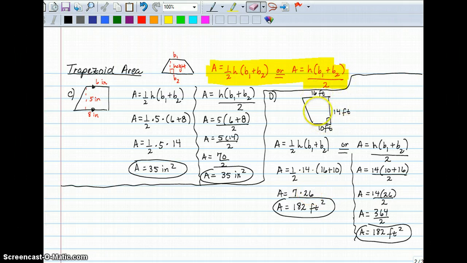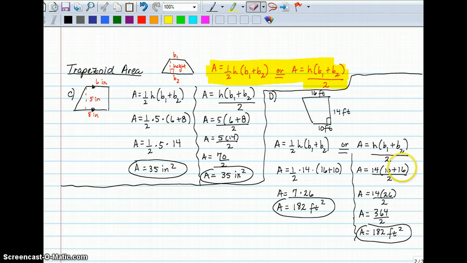Now for larger numbers like this, I tend to prefer this method because you get larger numbers when you divide by 2. But I'll show you how this works, and if you had a calculator, it really wouldn't matter. So you have area equals height times your B sub 1 plus B sub 2, base 1 plus base 2, divided by 2. This time I chose my base 1 to be 10 feet and my base 2 to be 16 feet. It won't give a different answer.